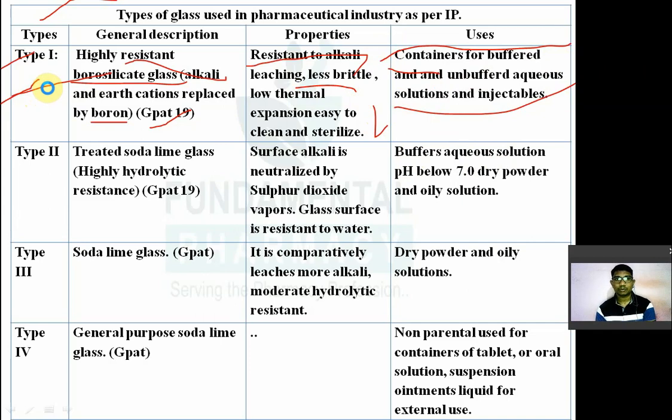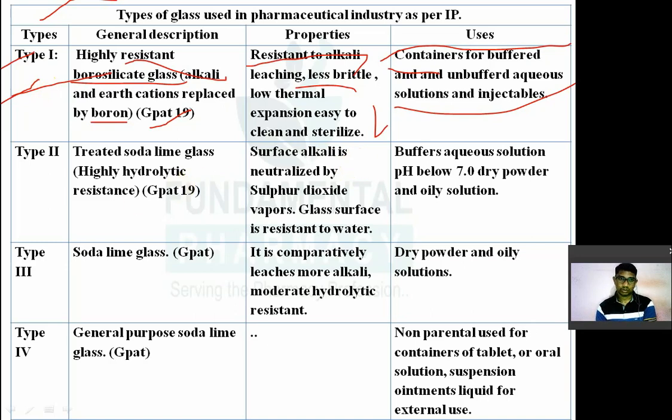समझ रहे हैं आपको? Type first glass is a highly resistant borosilicate glass and it is used for making the container for injectables. जैसे आपका vials हो गया, आपका ampoules हो गया, they are made up of a type 1 glass. Type 1 means borosilicate glass. Type 1 is highly resistant borosilicate.